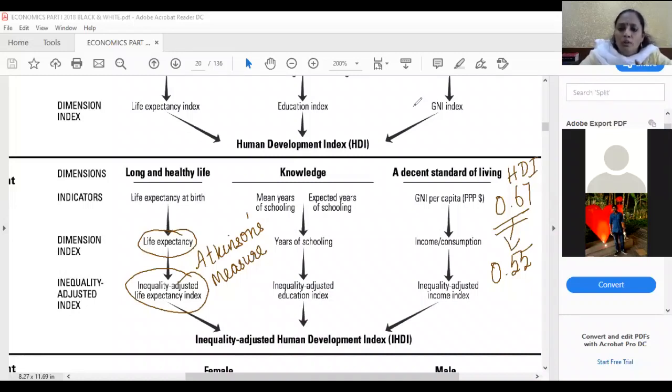All we need to know for the preliminary examination is inequalities are getting adjusted by using the Atkinson's measure, and the resultant will be called the inequality adjusted HDI, and countries are capable of losing their ranks based upon the extent of the inequality within their country. This is what is important for our examination. Right? So that's the second indicator, which is the inequality adjusted HDI.